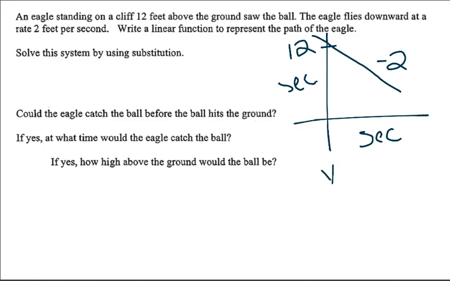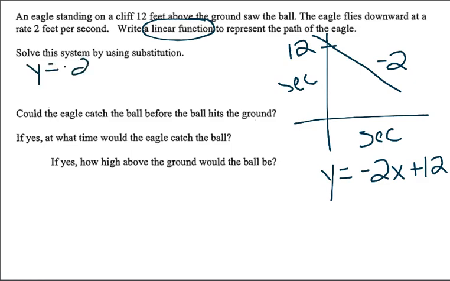So the linear function to represent that is, since my slope is negative 2, that's going to be my slope. And he starts 12 feet in the air, so that'll be a plus 12 for a y-intercept. So that is the linear function to represent the path of the eagle. So we're going to take the equation from part 1 and the equation from part 2, and we're going to see if we can find if the eagle catches the ball before the ball hits the ground.